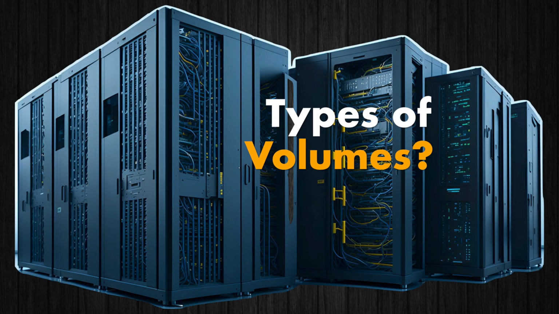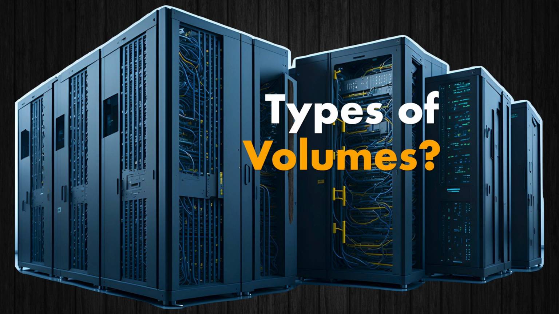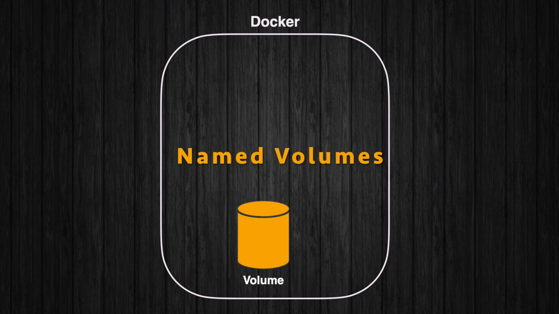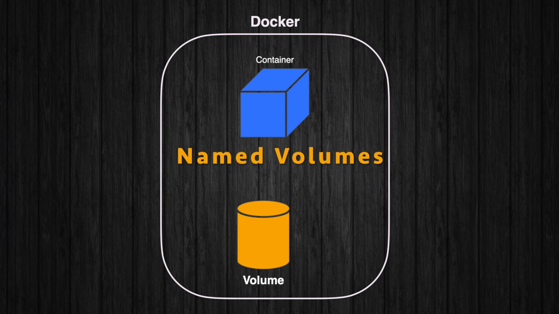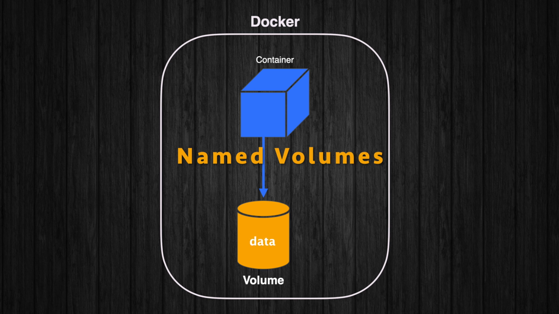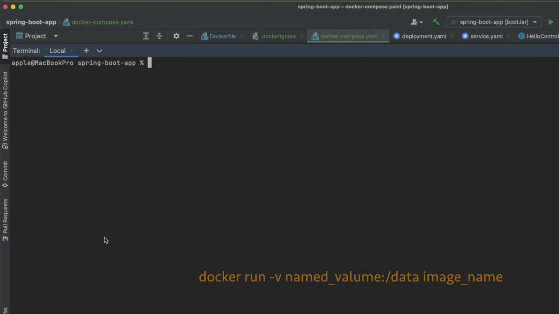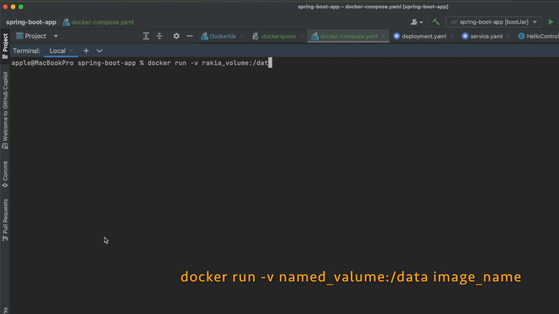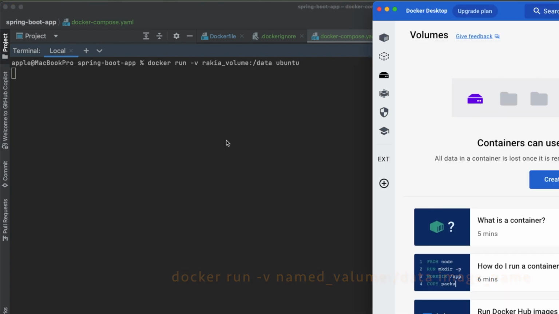Types of volumes. Docker has a few ways to handle volumes. Named volumes are Docker-managed volumes that live in a Docker directory. Just give it a name, and Docker takes care of the rest. Run: docker run -v my-volume:/data ubuntu.